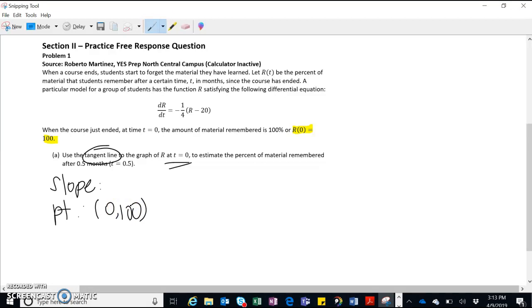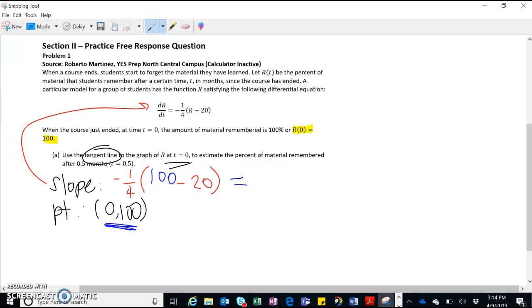Slope. We have to try to remember this, guys. This is super important. Anytime you're interested in calculating a slope, whether that's on a slope field or in a tangent line equation or whatever, we have to make sure we're linking that back to our derivative formula. That's going to be how we're able to compute slopes at different points. So my slope here I can find by simply computing -1/4 of R minus 20. And R in this example is how much material I'm retaining at this point of tangency. So at time 0, I have 100% of that info stored in my brain.